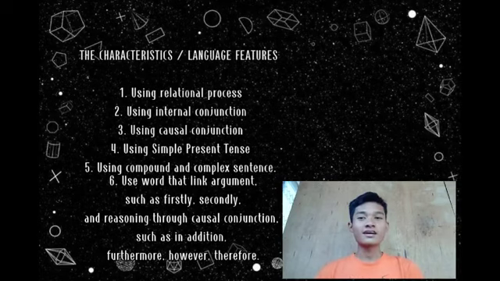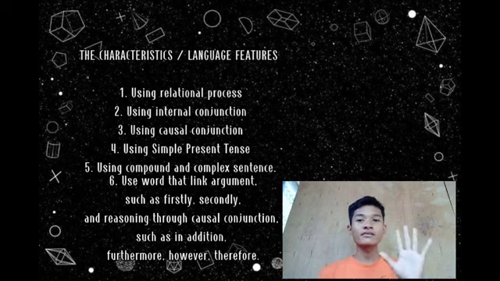The characteristic or language features of Analytical Exposition Text. Number 1. Using relational process. Number 2. Using internal conjunction. Number 3. Using causal conjunction. Number 4. Using simple present tense. Number 5. Using compound and complex sentence. Number 6. Use words that link argument such as firstly, secondly, and reasoning through causal conjunction such as in addition, furthermore, however, therefore.